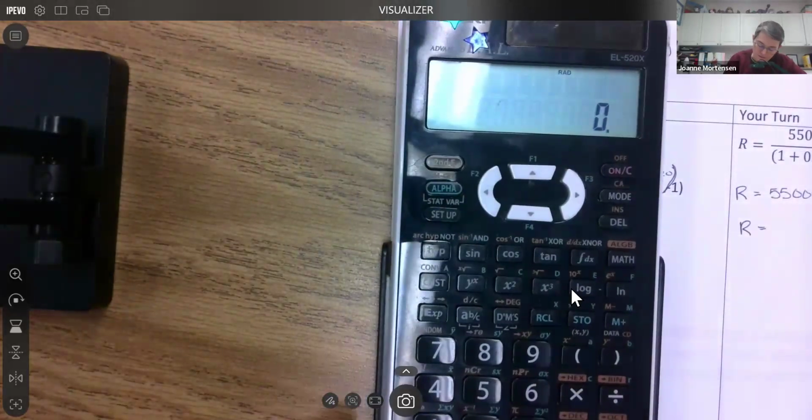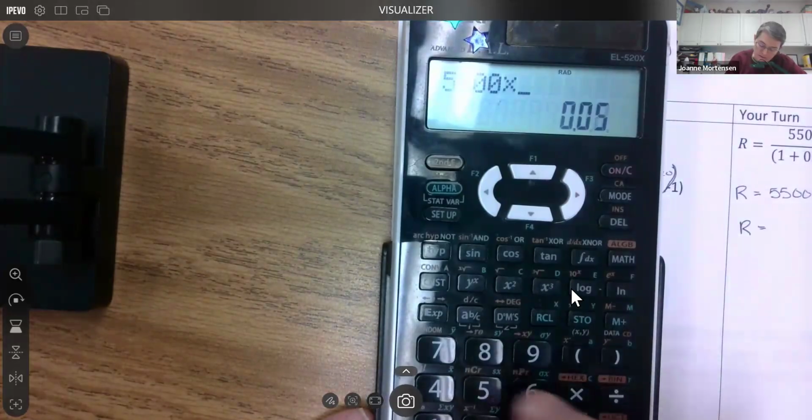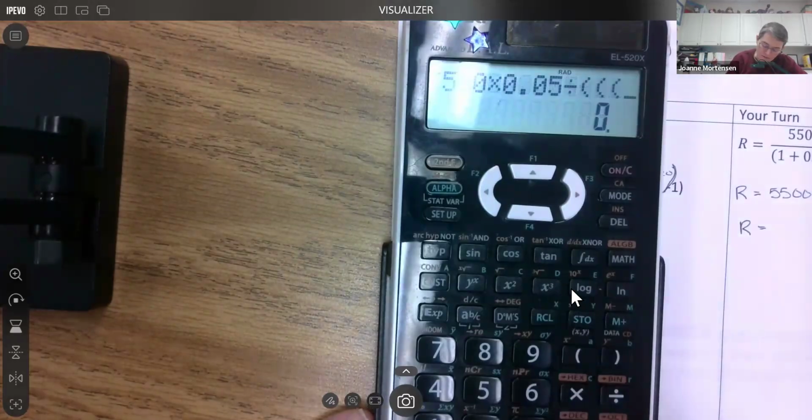Okay, so 5,500 times 0.05 divided by 1, 2, 3 bracket 1 plus 0.05. Close my bracket. Exponent 40. Close that one. Minus 1. Close it again. That's my third bracket.